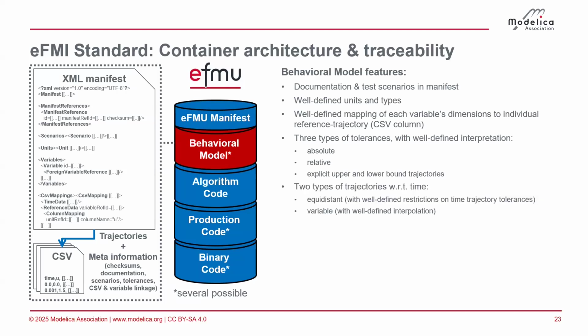And we have 2 types of trajectories with respect to time. We support equidistant time. That is really hard fixed sampling time. So within this fixed sampling time, you have in the reference trajectories values, let's say every millisecond. But we also support variable. That is what you usually use if you come from the simulation world. Where, if you want to know the value of something in between, where you have 2 reference points, you do interpolation. And interpolation is fixed in the eFMI standard, how you have to interpolate exactly. So the tools are not free.